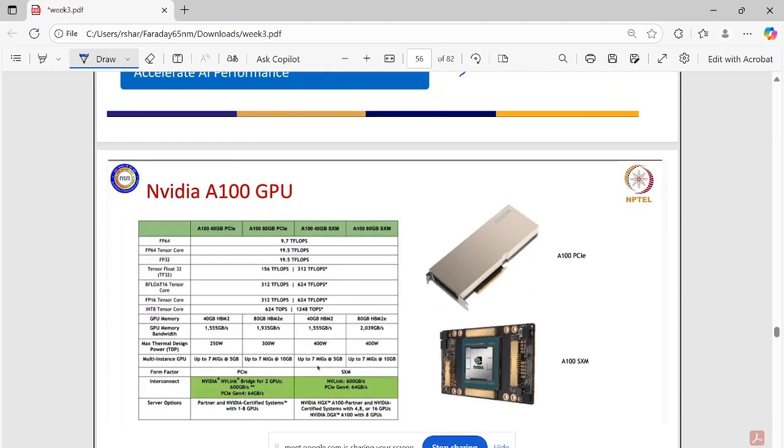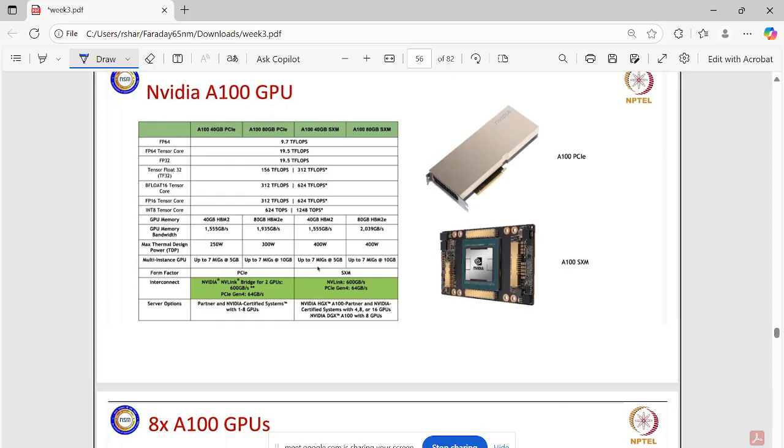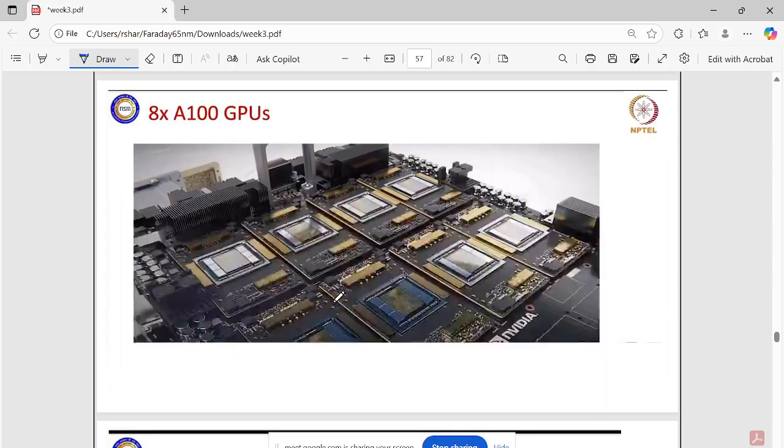So this is NVIDIA's current generation A100 GPU. It has a certain amount of teraflops of floating point 64 performance, and multi GPU communication to solve some of the jobs.